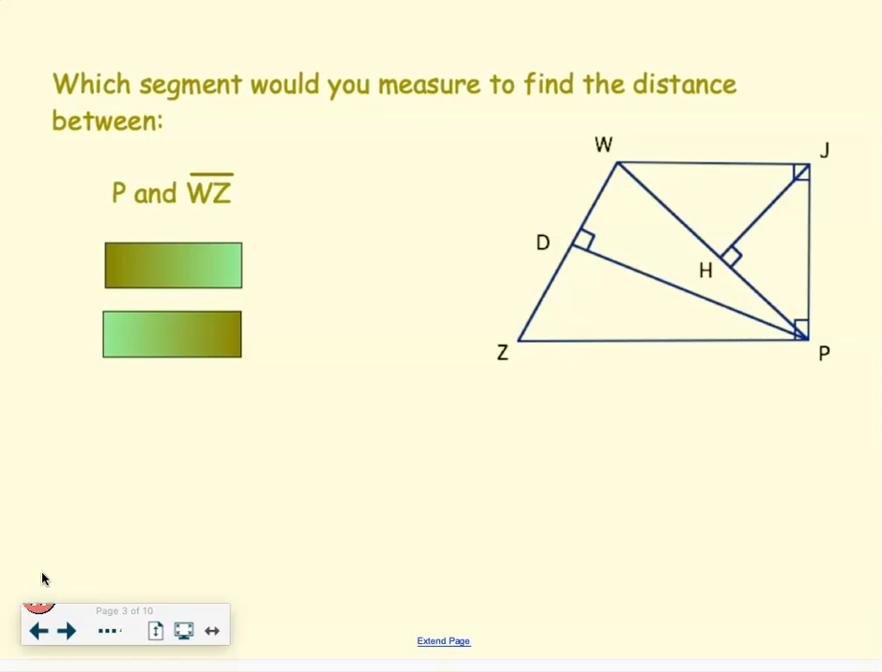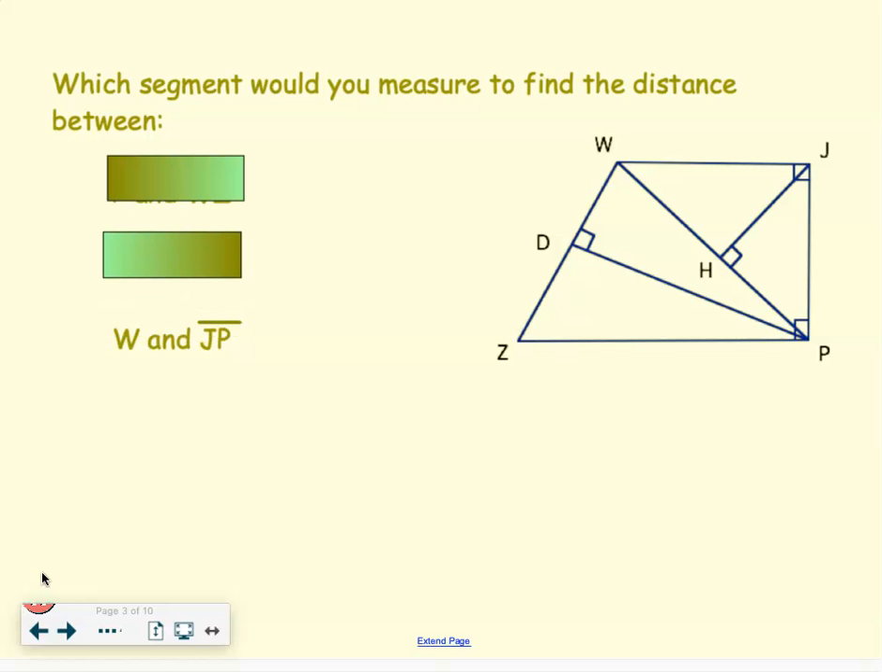So find P, find WZ. Which segment best indicates that measure? You have 3. You guys agree? PD, so it has the right angle right here. Okay, let's try another one. J to WP. Which one has the right angle? JH. Yep.